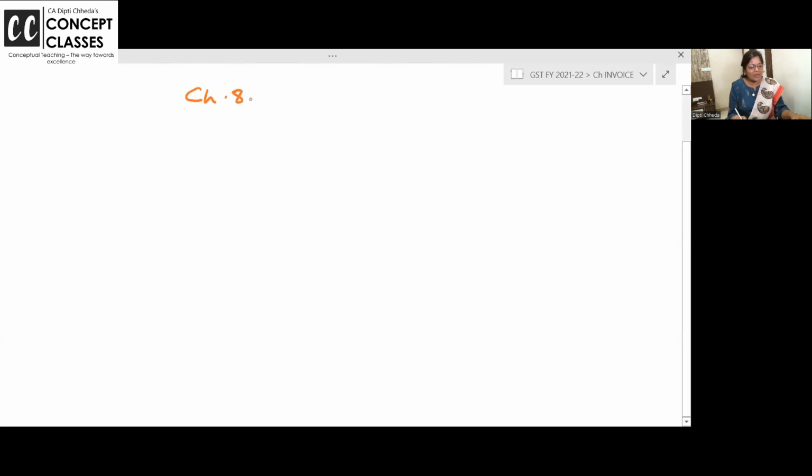The name should have been documentation, but the name is tax invoice, debit note and credit note. Debit note and credit note. Are you all with me?